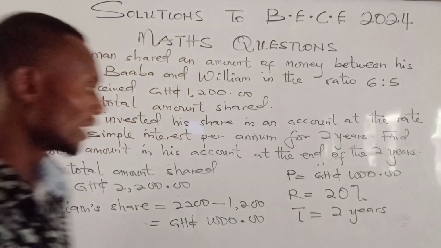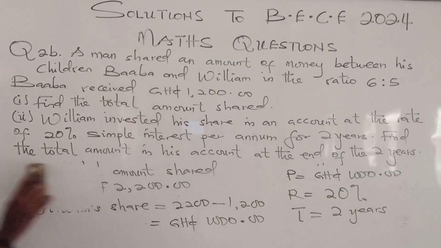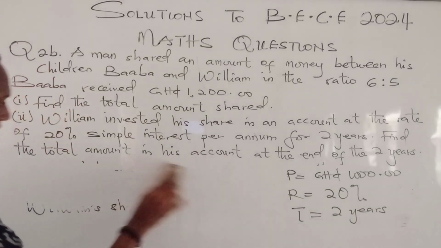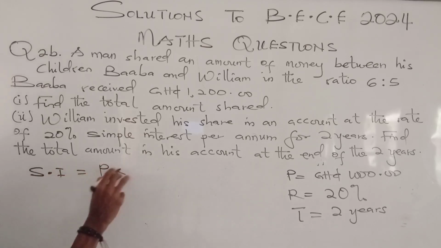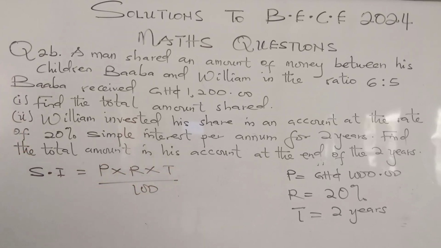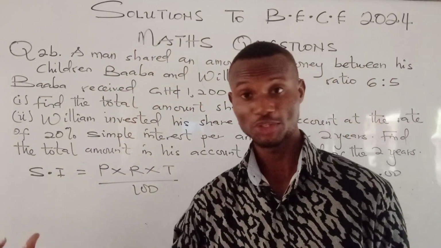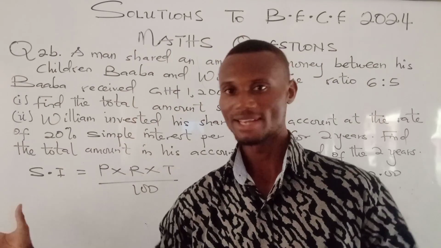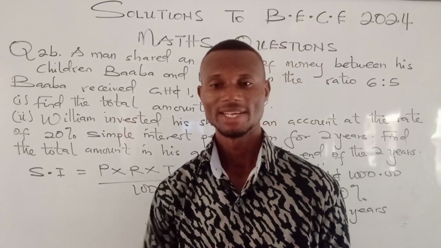I hope you understand. I still need more space, so let me clean a portion of the board so that we can continue. I hope you understand up to this point. Now we need to find the simple interest. The formula is principal times rate times time all over 100. This is the formula for finding simple interest, or interest; here simple interest is the same as interest.